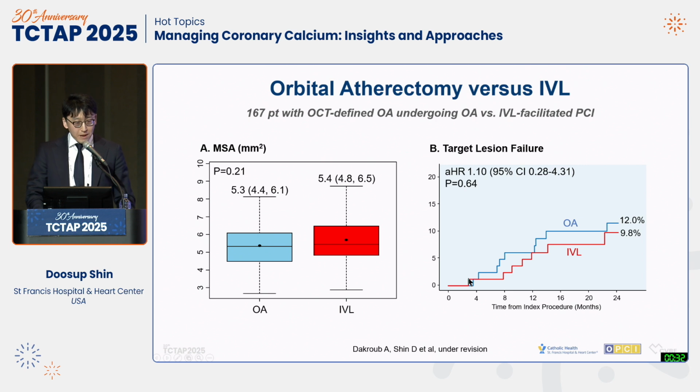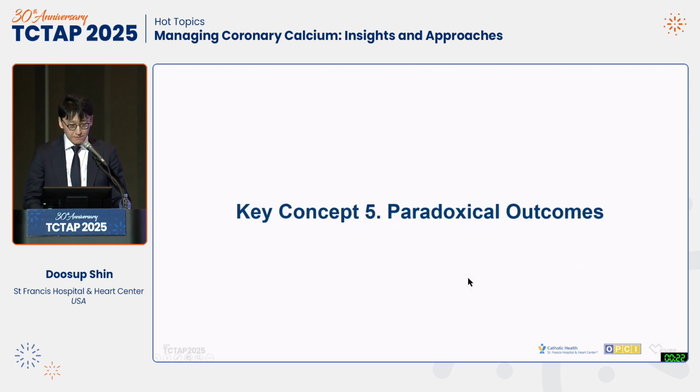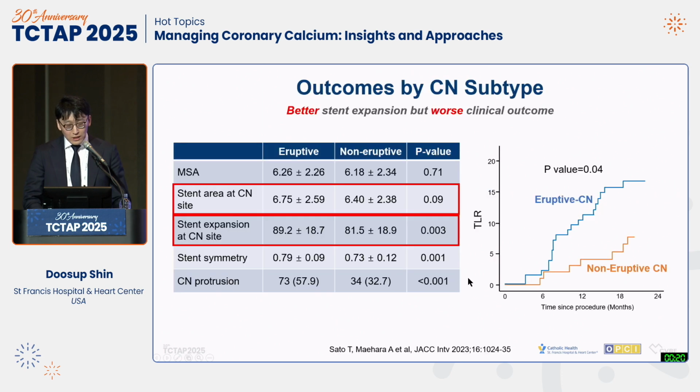We also compared orbital atherectomy versus IVL in calcified nodule, and in our database we showed that the acute and long-term outcomes were comparable between the two modalities. The issue is the outcome. Even if we know that an eruptive calcified nodule is a little softer, and perhaps you can achieve better stent expansion at the site of the calcified nodule.